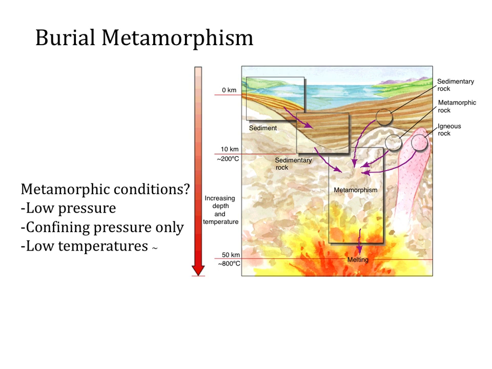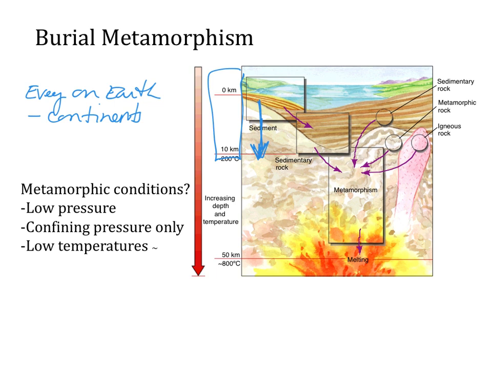The next type of metamorphism is burial metamorphism. Burial metamorphism has fairly simple metamorphic conditions, and it's a fairly simple process. It happens pretty much everywhere on Earth, but especially on the continents. Basically, all you have to do is have about 10 kilometers of sediment build up sitting on top of rocks underneath it, and then that begins to metamorphose those rocks. So that's why we call it burial metamorphism.